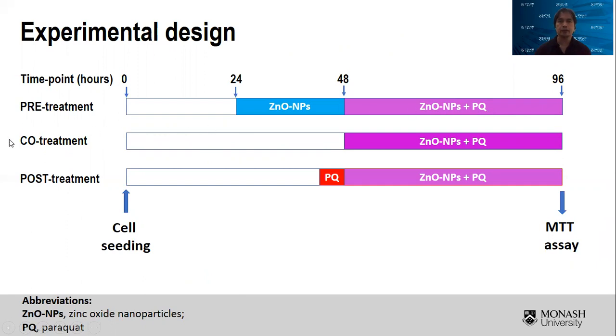For the co-treatment, the cells were treated with zinc oxide nanoparticles and paraquat simultaneously for 48 hours in total. And for the post-treatment, the cells were post-treated with zinc oxide nanoparticles and paraquat for 48 hours after a 2-hour initial exposure to paraquat. All these 3 treatments were terminated at the 96-hour time point post-seeding. We then performed an MTT assay to quantify cell viability.